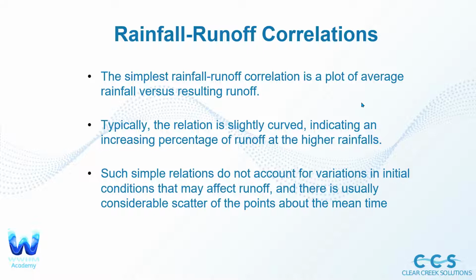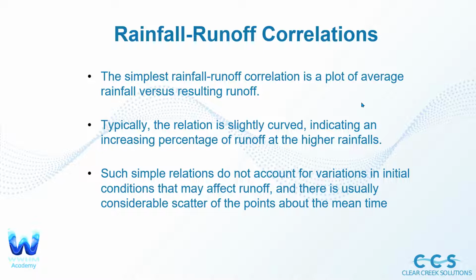So let's talk about rainfall-runoff correlations. The simplest rainfall-runoff correlation is a plot of average rainfall versus resulting runoff. Typically, the relation is slightly curved, indicating an increasing percentage of runoff at higher rainfalls. So if you think about it, obviously, if we're going to have more precipitation, we're going to have more runoff because there's overall more water in the system.